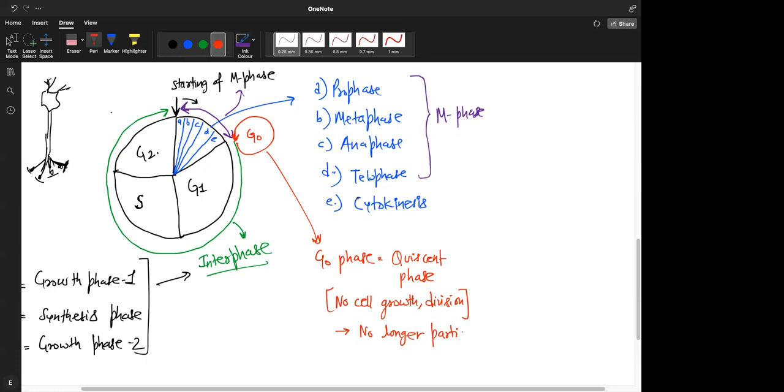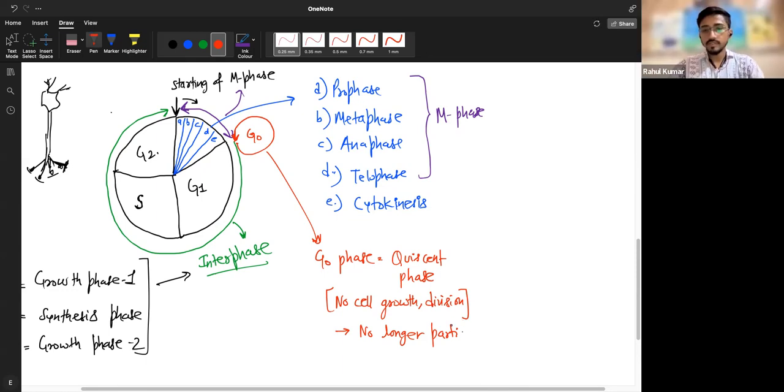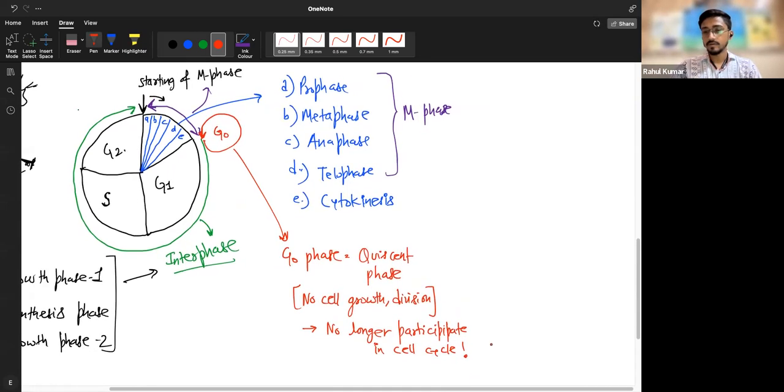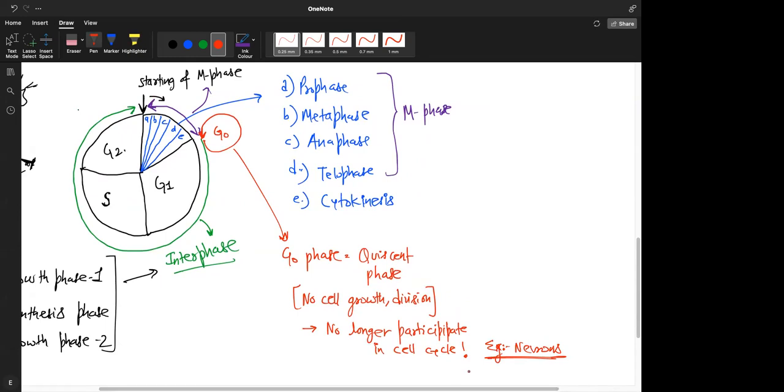Okay. Yeah. Okay. So a cell which goes into the G0 phase no longer participates in the cell cycle, or no longer undergoes the cell cycle. An example of cells in the G0 phase is our neurons. Sir, cardiac muscles also don't divide, right?